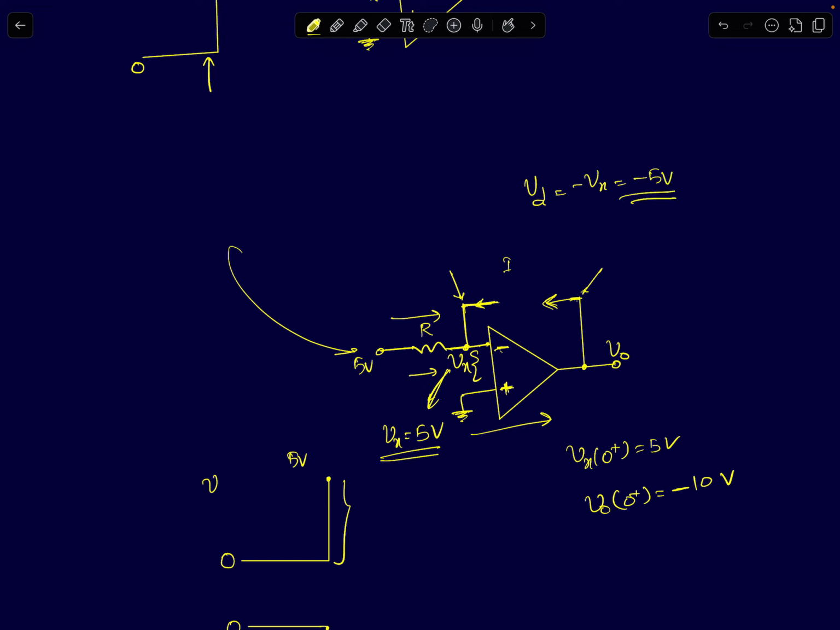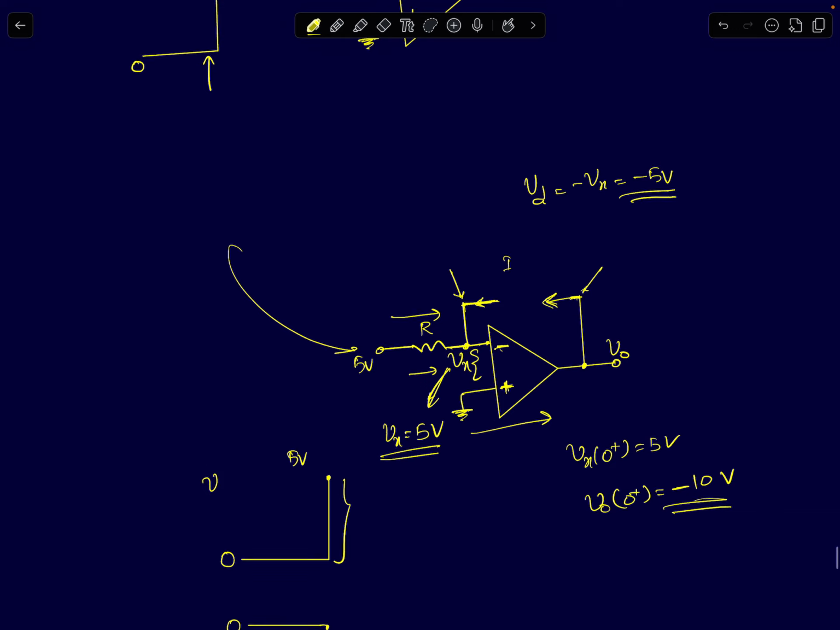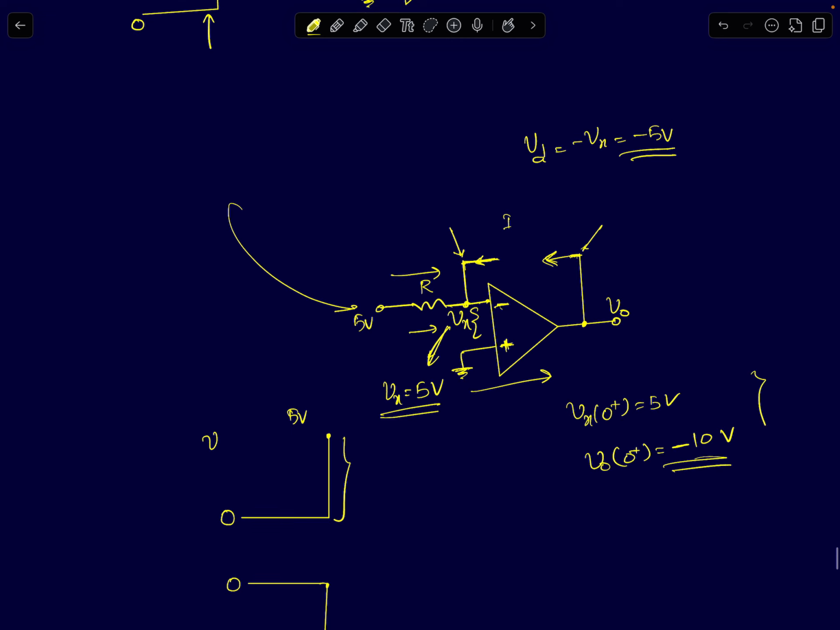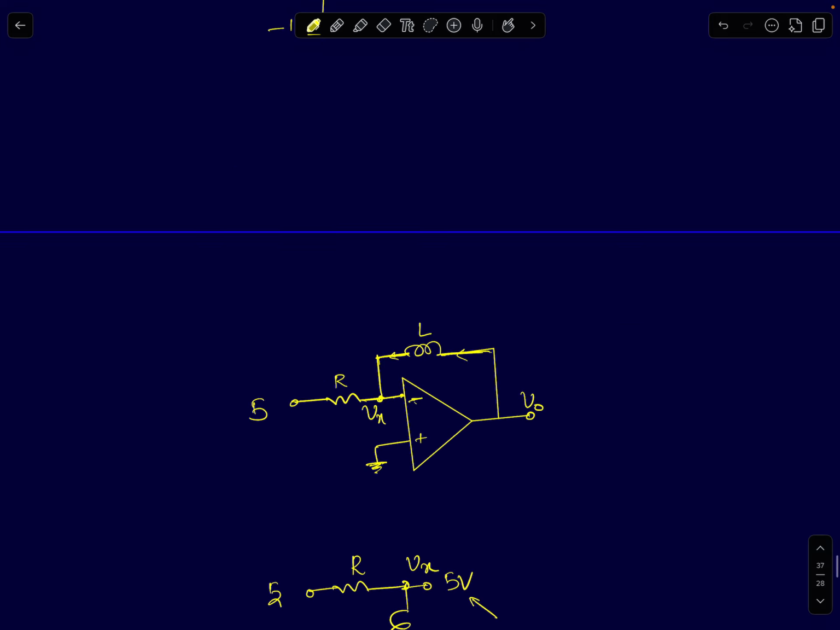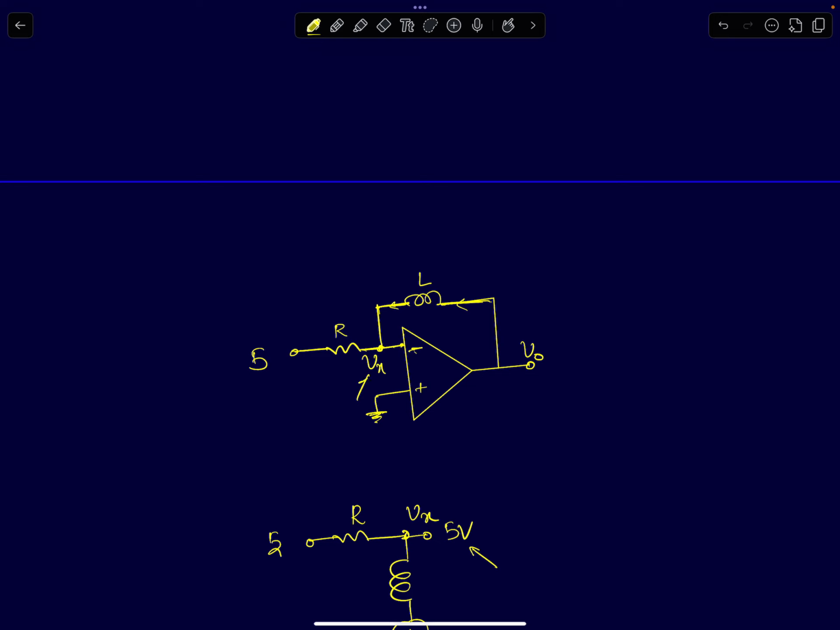So the output will go to minus 10. It will go to one of the rails, the negative rail, which will be minus 10 volts in this case. So this is also clear. V0 of 0 plus comes to minus 10, and Vx, this node voltage, goes to 5 volts. Since the op-amp now is in open loop and saturated, the op-amp is no longer playing any role.